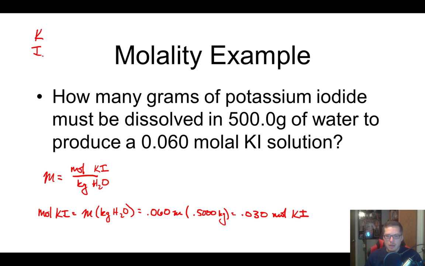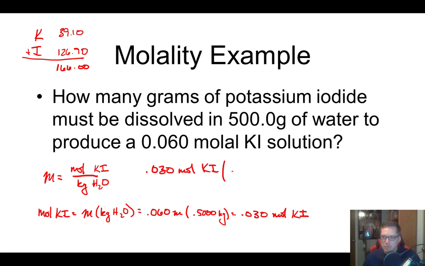So K and I. Potassium is 39.10. Iodine is 126.90. All right, so we'll add those guys up. 39.1 plus 126.9, and I get 166.00 grams per mole. So now we'll convert our 0.030 moles of potassium iodide into mass, because that's what it asked for.